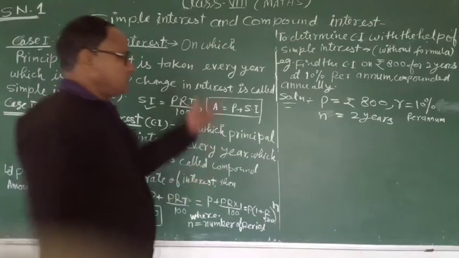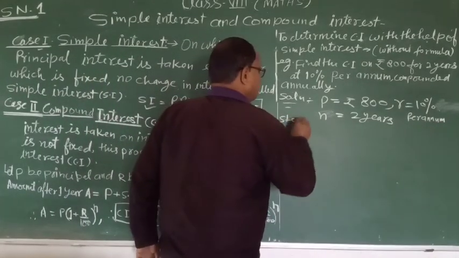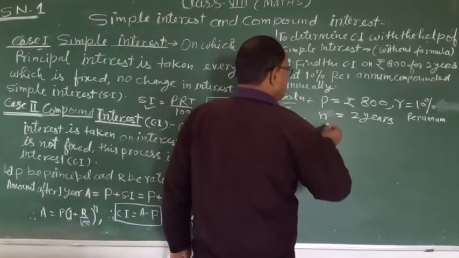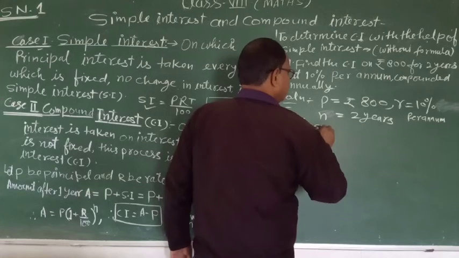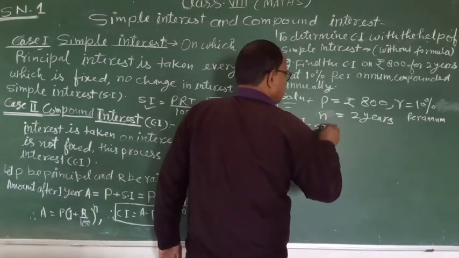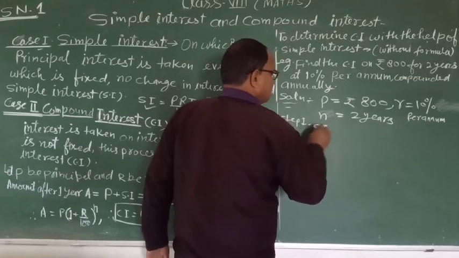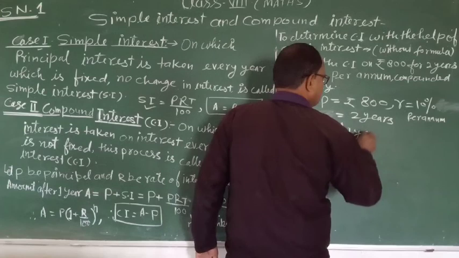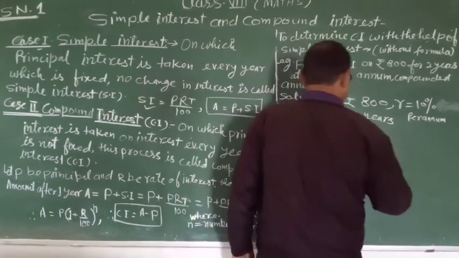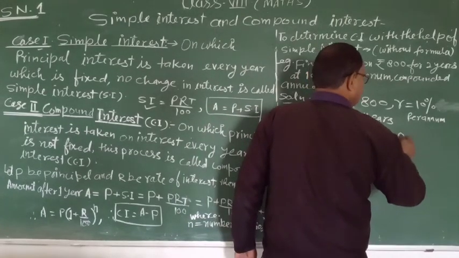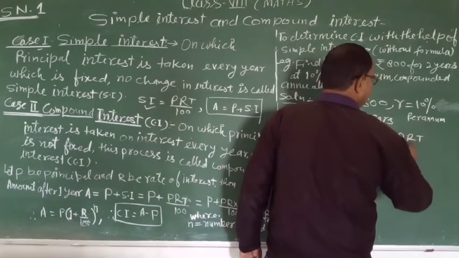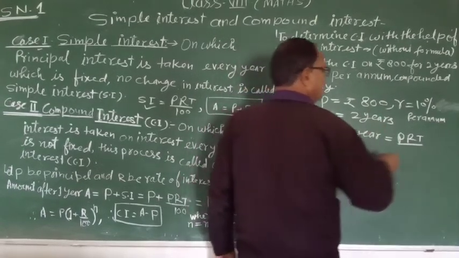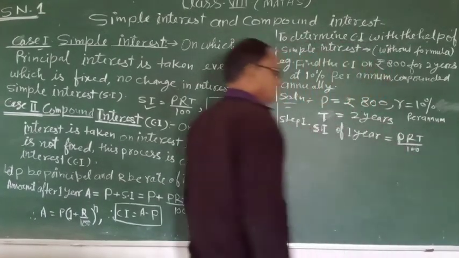Simple interest in first year, step 1. Okay. Simple interest, SI, of 1 year is equal to PRT by 100, T is the time period and 100. Okay.